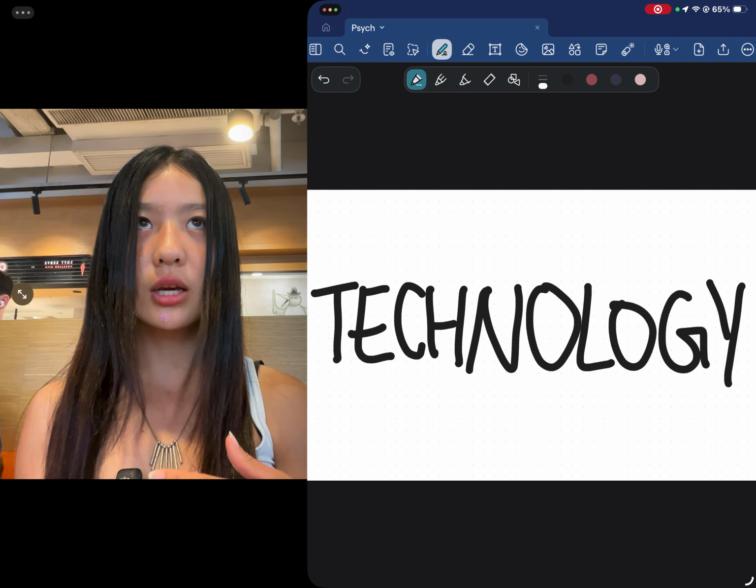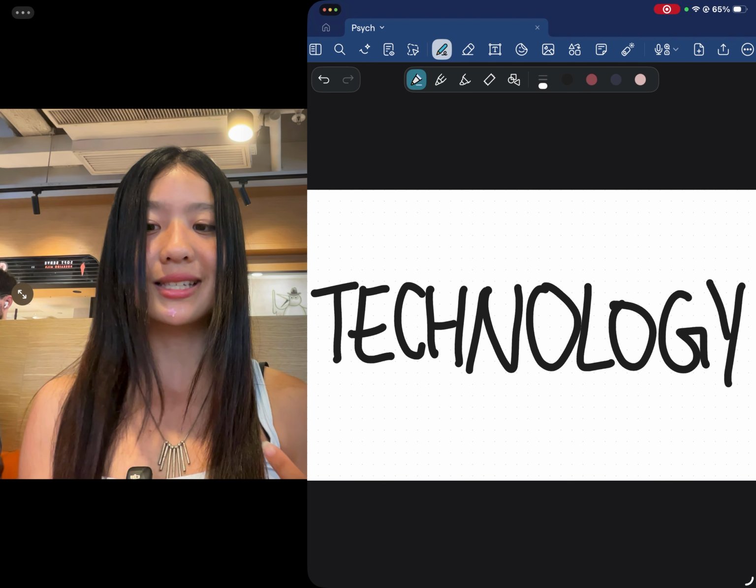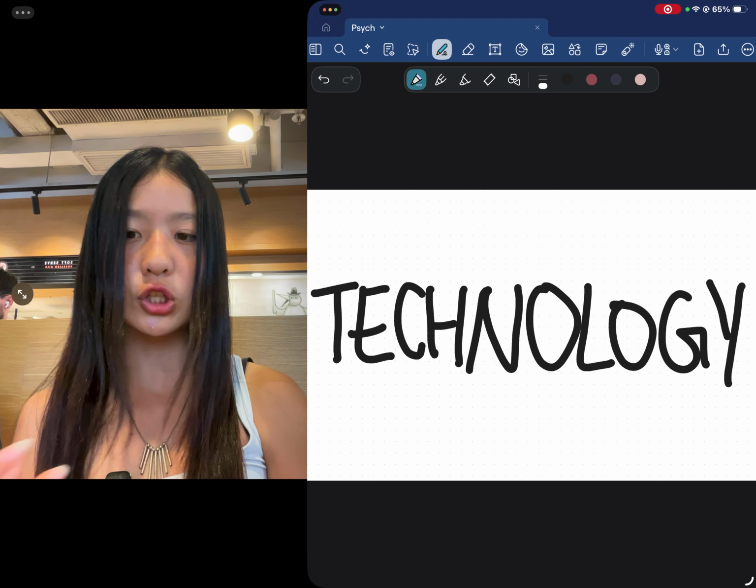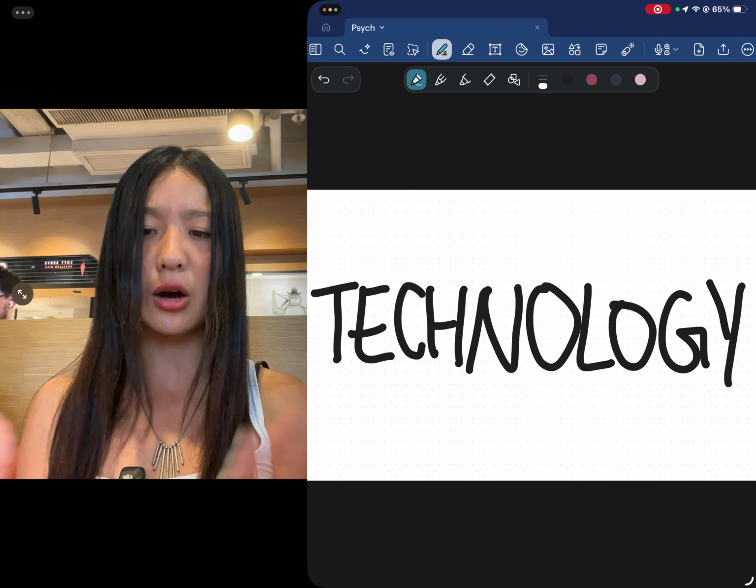But the thing is, on the other hand, technology also makes it so that you are increasing your cognitive load because there are so many interactive features that can really distract you and take you away from the content you're trying to look at.